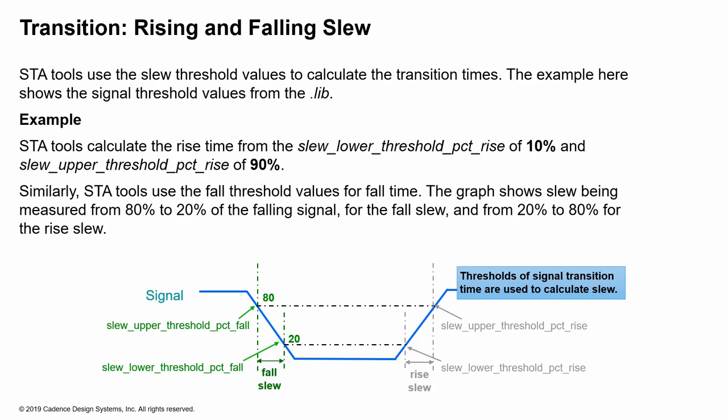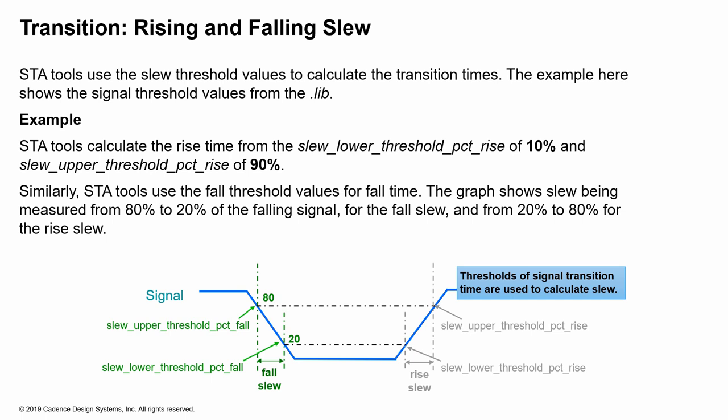STA tools use the slew threshold values to calculate the transition times. Here's an example that we picked from the .lib. The STA tools calculate the rise time from slew lower threshold percentage rise of 10% and slew upper threshold percentage rise of 90%. Similarly, STA tools use the fall threshold values for fall time.